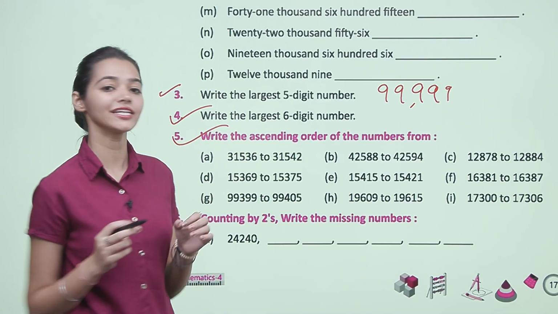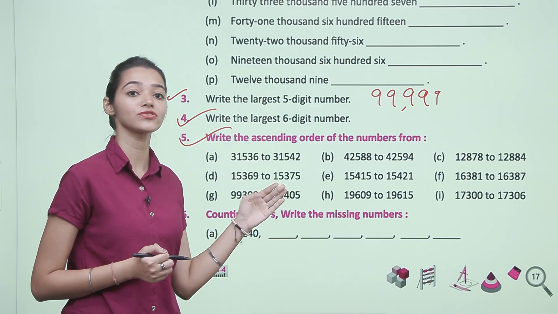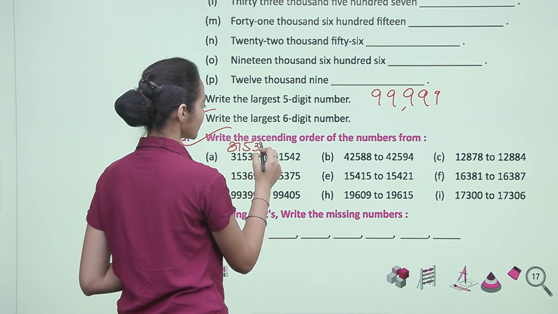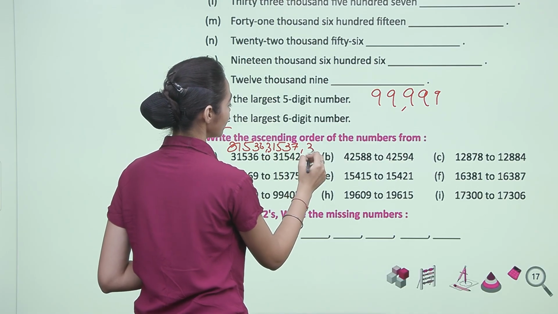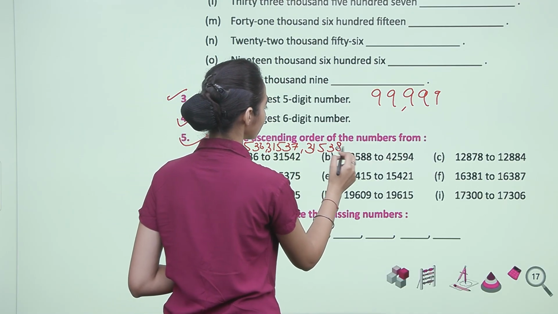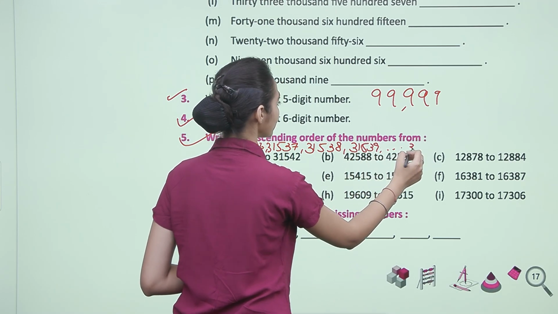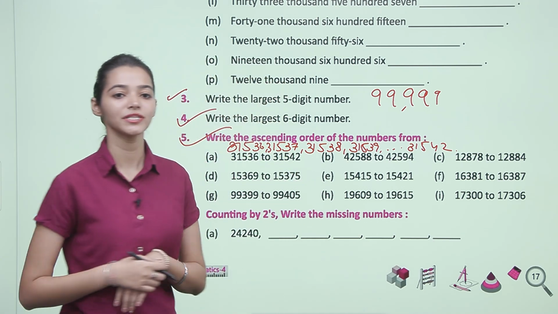We have to write the ascending order of the numbers from 31,536 to 31,542. For this, we will write 31,536, 31,537, 31,538, 31,539 and so on up to 31,542. That's how you have to complete the remaining part.